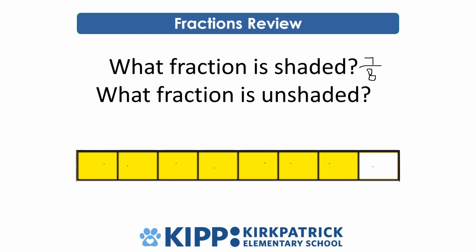Then it says, what fraction is unshaded? I see that there is 1 piece that is not shaded in yellow, so that would be 1 over 8. 1 is my numerator because those are the number of pieces being counted or separated. And then 8 because those are the number of pieces that make up the entire shape.